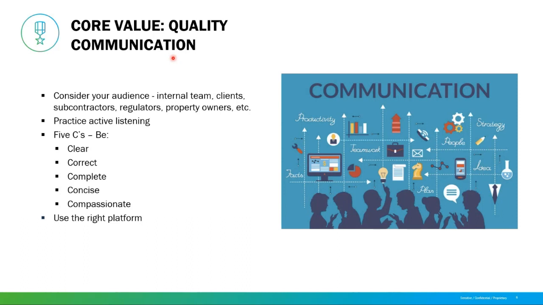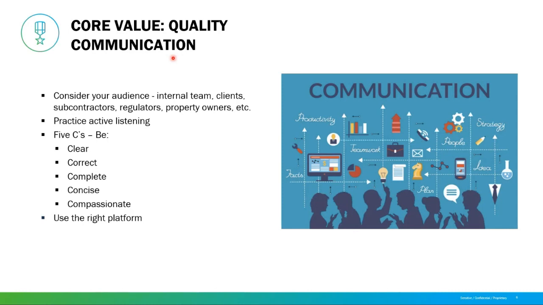Some 5 C's for good communication: be clear, be correct, be complete, be concise, and be compassionate. I think clarity is one of the most important aspects on this list of 5 for me, because I see a lot of miscommunication happening when we're just not being clear enough or being direct enough sometimes.